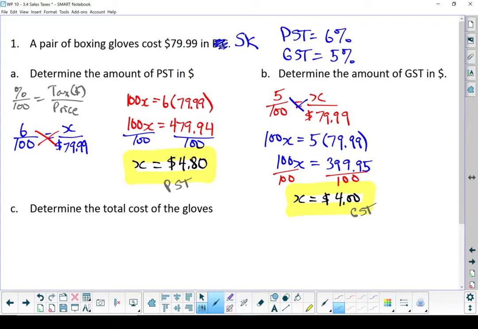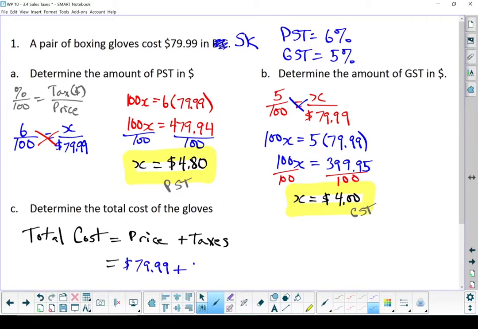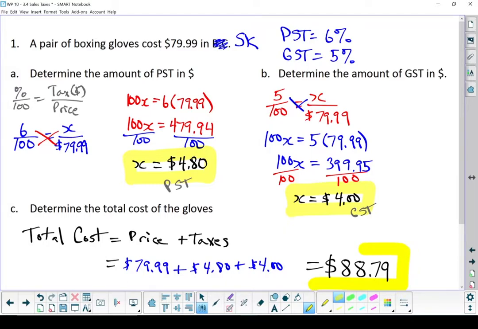Last step for C, let's find the total cost of these gloves. We're going to take the price, we're going to add in both taxes, and that gives us our total cost. My purchase price was $79.99. I paid $4.80 in PST, and I paid $4 in GST. My total cost for that pair of boxing gloves, $88.79. There's my final answer. Next example.